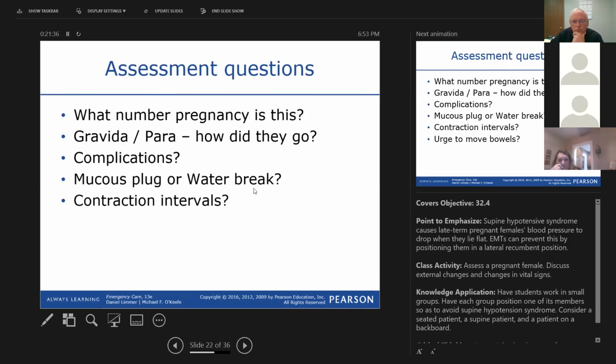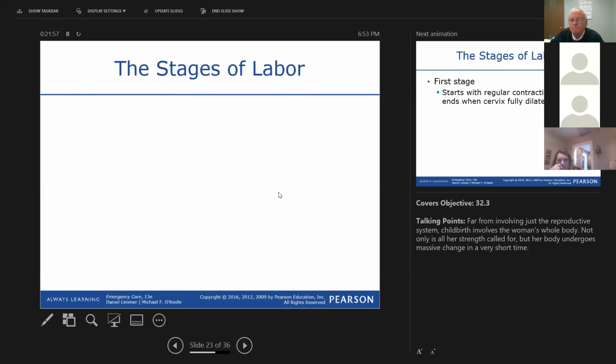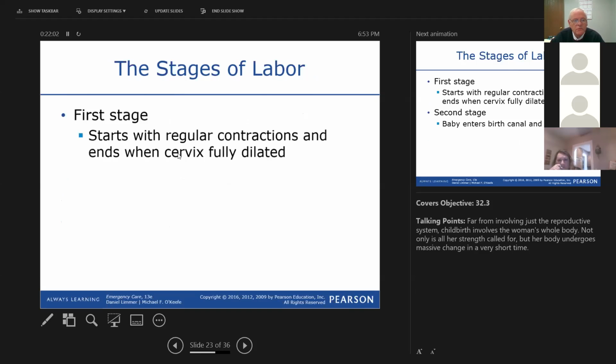And what are the contraction intervals? Do they have an urge to move their bowels? Okay, because as the baby's head engages and starts moving down, it puts pressure on the rectum, and it gives a sensation to mom that she has to move her bowels. Hopefully there isn't stool in there that she's going to push out during the delivery because it makes a mess. It happens.